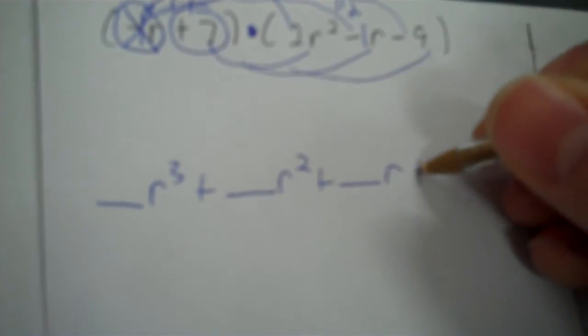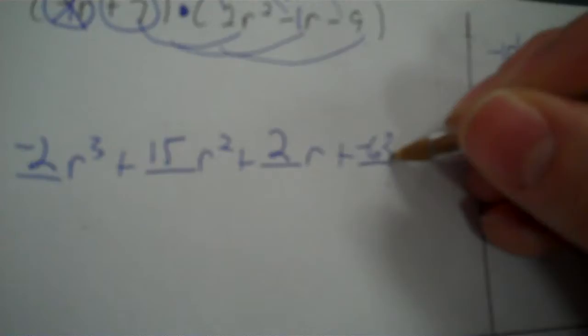So r third is the highest. Then r second, then r, and then constant. So r third, you just got this first one, the negative 2. R second, you have the 1. And no, you got the 14. 1 plus 14 makes 15. Remember, you're adding. Then r, or r to the first, you have a 9 and a negative 7. So you add 9 to negative 7, that takes you to 2. Then constant, you got the negative 63.